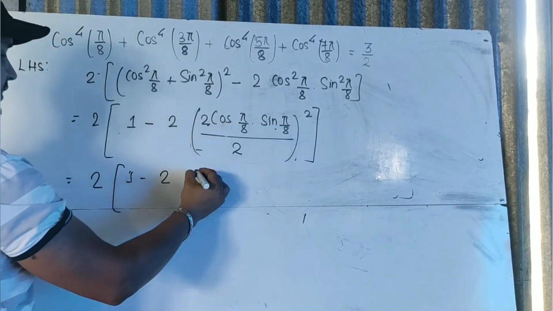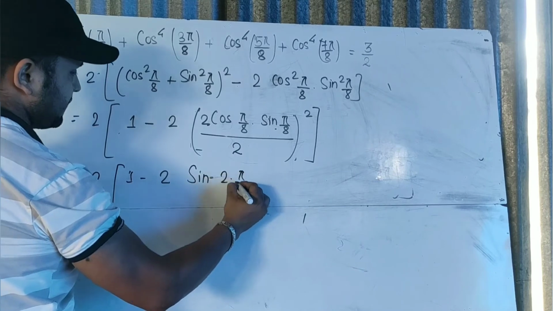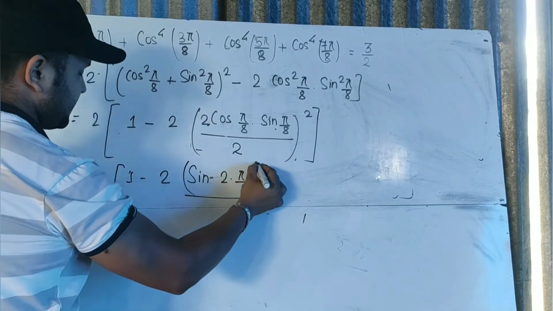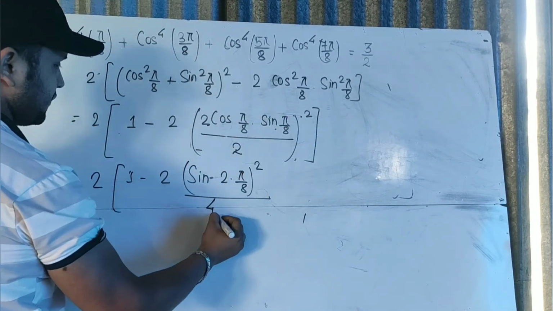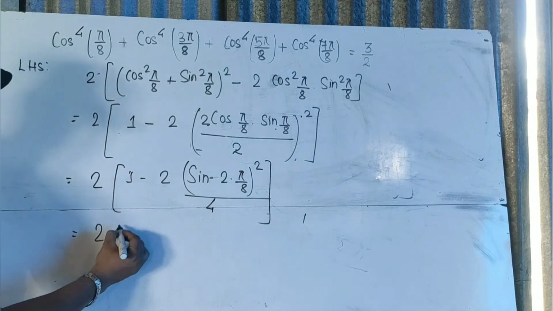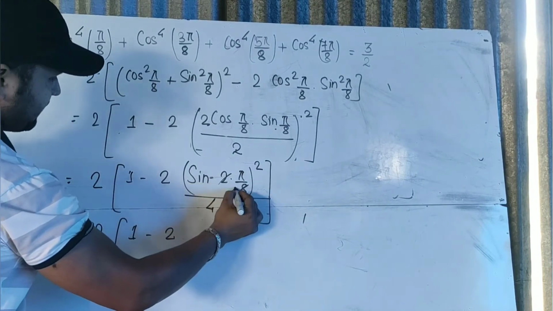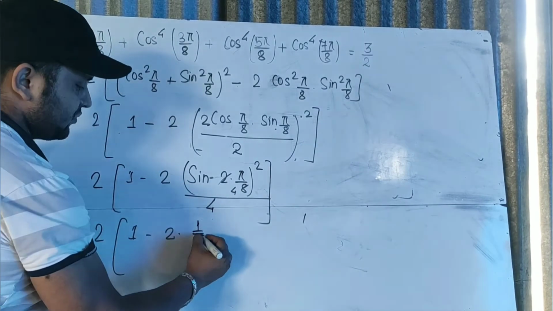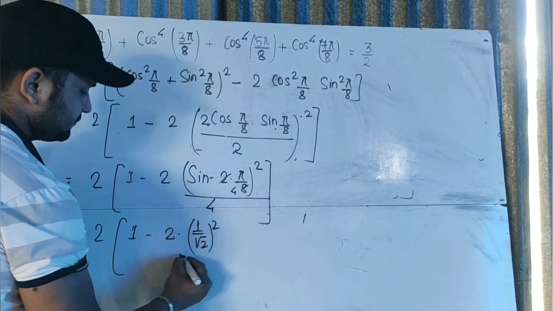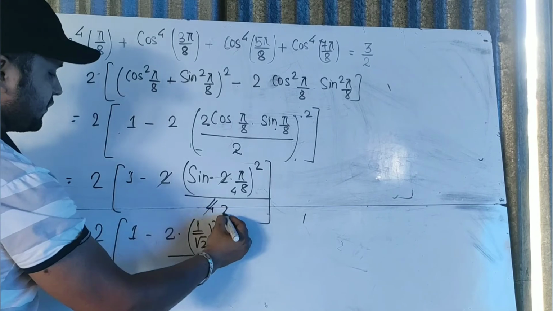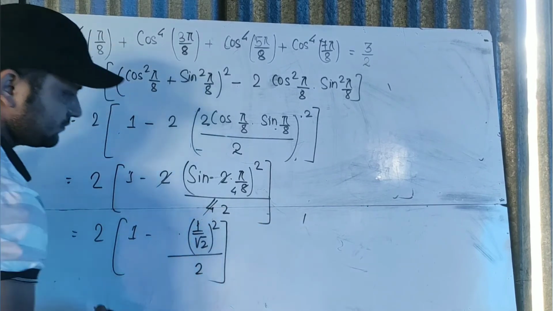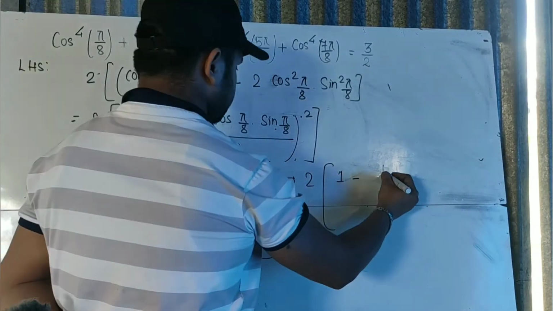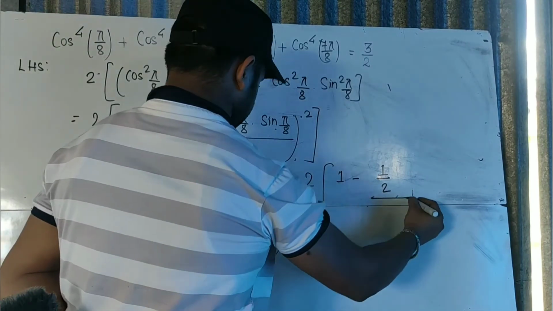2 sin a cos a is sin 2a. You have square here. Let us write square this way for now, and the square of 2 is 4. This gives you sin pi by 4, which is sin 45, and the square of sin 45, where the value of sin 45 is 1 by root 2. Now you can cancel: 2 1s are 2, 2 2s are 4. Now here you have 1 minus the square of 1 by root 2, which is 1 by 2, so you have 2 here.